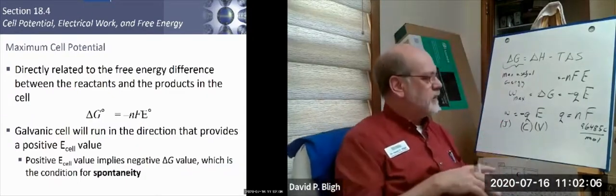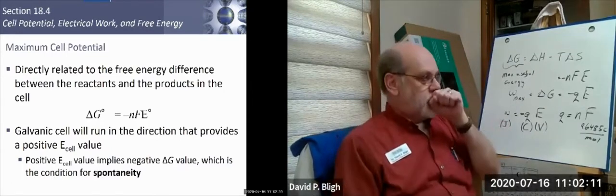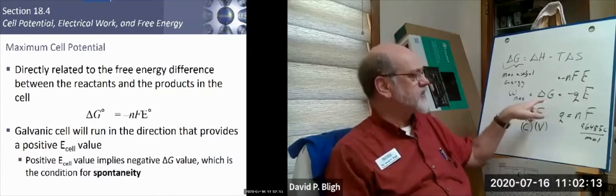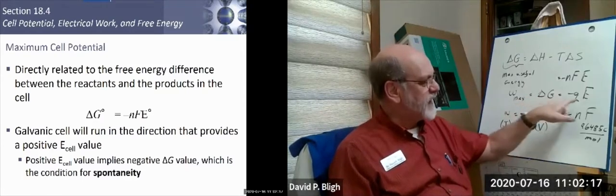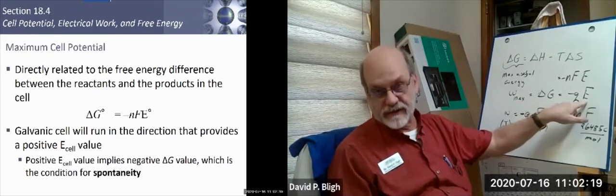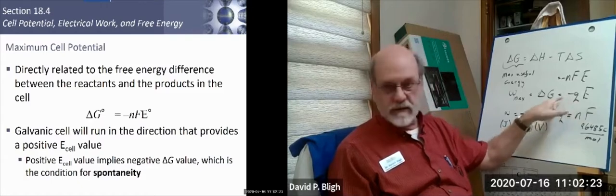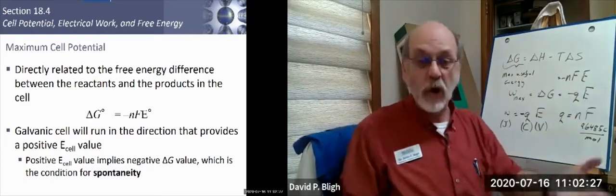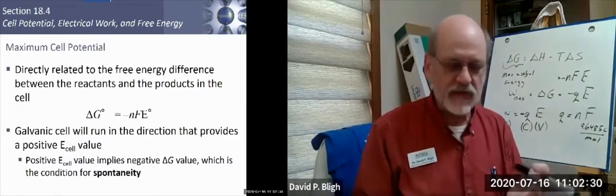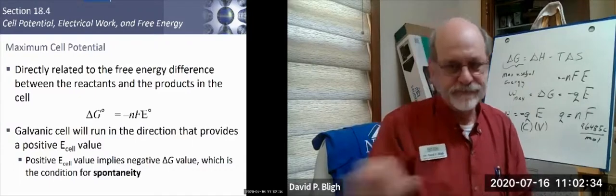So what that means is if the reaction is spontaneous, delta G has to be negative, which means that E has to be positive to give you the negative of the term. Okay, that's why I said earlier that a spontaneous reaction in electrochemical terms is a positive voltage.